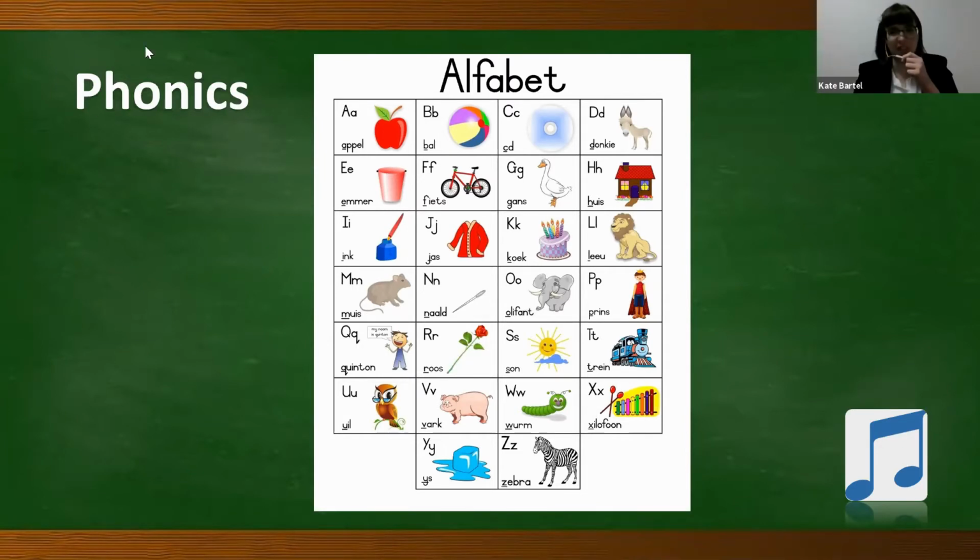Yep, so you probably picked that up. It's a tongue roll. It's a rolled R. Okay. Son.